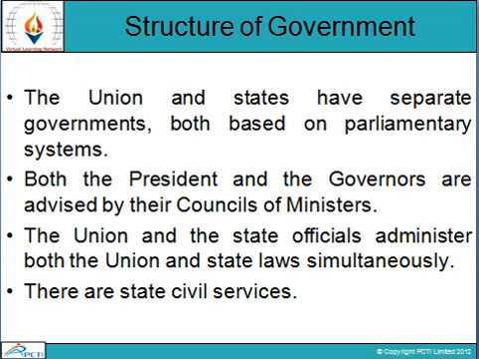Structure of government. The Union and states have separate governments, both based on parliamentary systems. Both the President and the governors are advised by the councils of ministers. The union and the state officials administer both at the union and the state level simultaneously. There are state civil services.